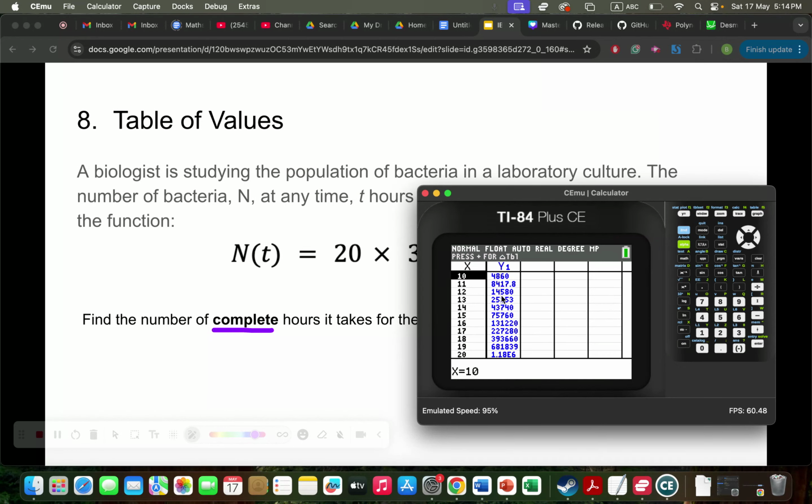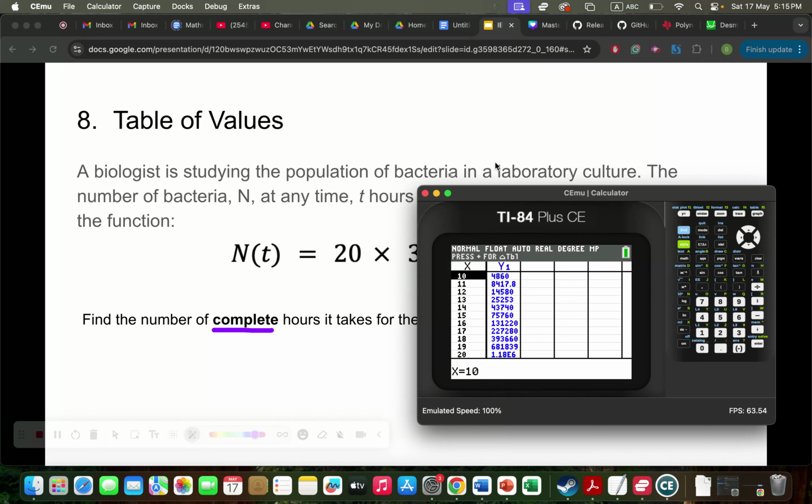So please use this feature here. It's excellent. So we know that when x is 12, it's going to give me 14,580. So the number of complete hours that it takes for it to first exceed 10,000 would be 12 hours. That's it. So easy. Okay, so if you could use the calculator and you have to solve an inequality, or if you need to find a certain specific number, use the table of values.